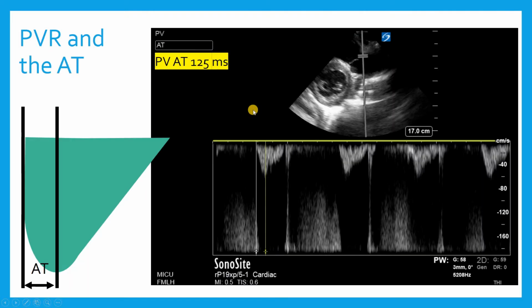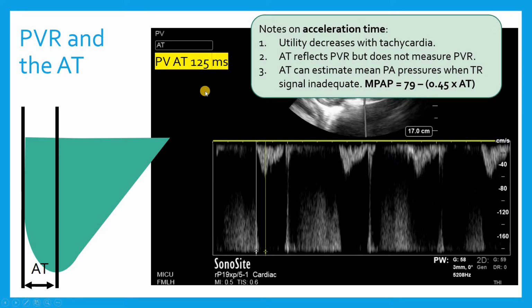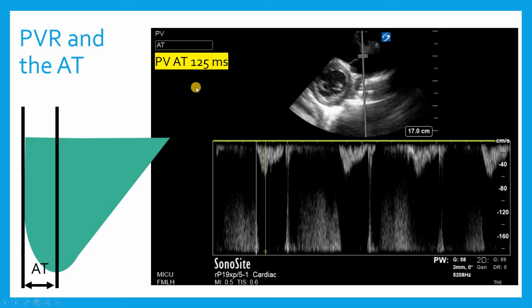So let's look at some examples. Again, somewhat of a counterintuitive measure, but in this example, I have a pulmonary vascular or pulmonary valve acceleration time, or RVOT acceleration time, of 125 milliseconds. So when I'm doing that, I'm taking my pulse wave signal, and I'm measuring it from the point where there's no flow to the point of maximal flow.